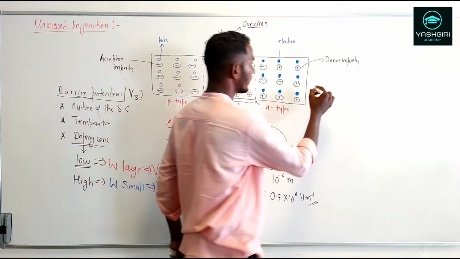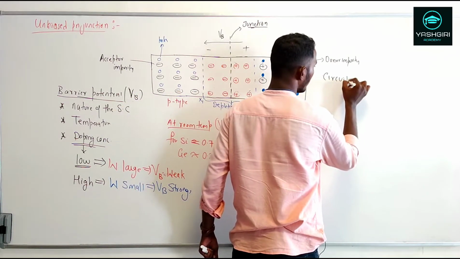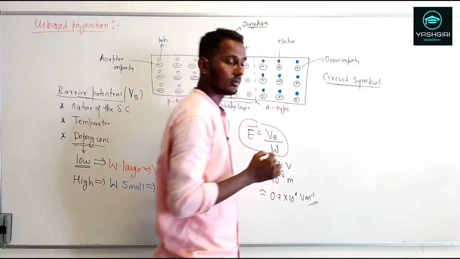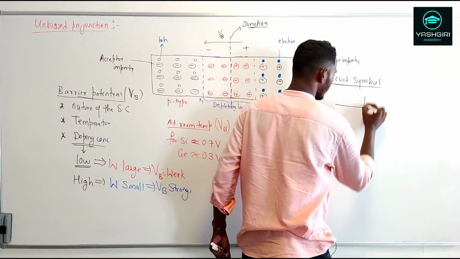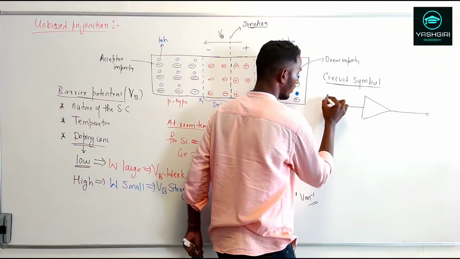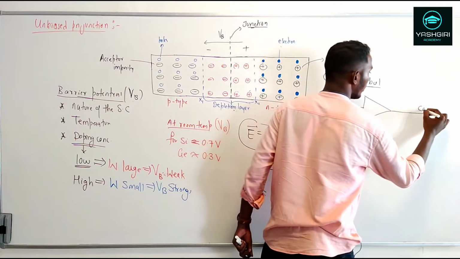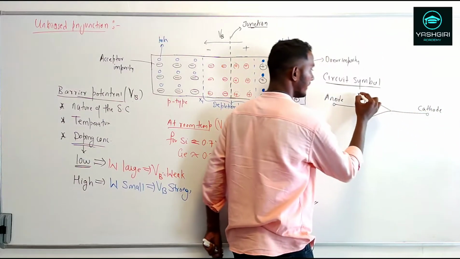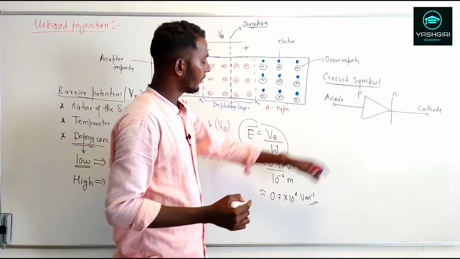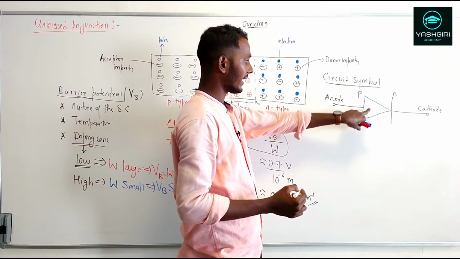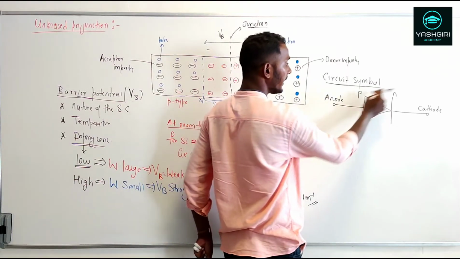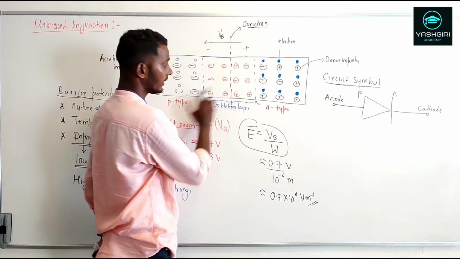Now let's look at the circuit symbol of a PN junction. The circuit symbol is something like this. Here it's your anode, this is your cathode, or else you can say this will act like the P and this line will give you the N. If you look at this symbol, it is in the form of an arrow, and the direction of this arrow is from the P side to the N side.